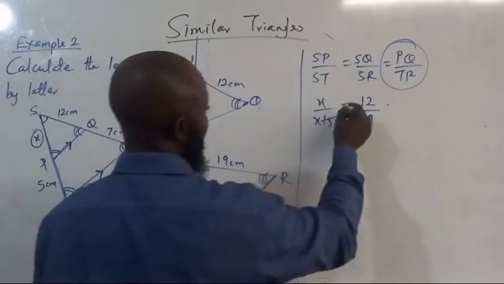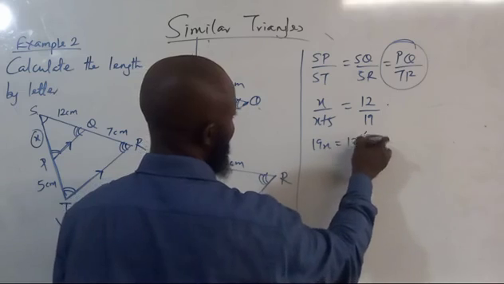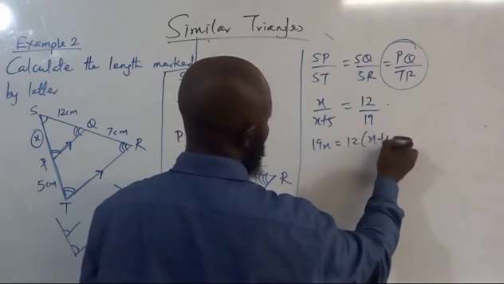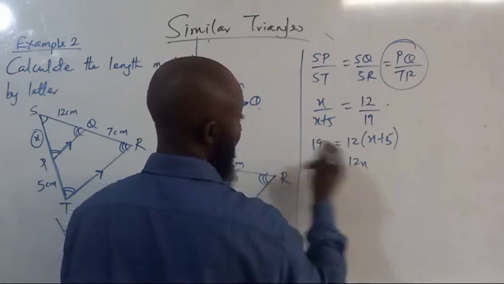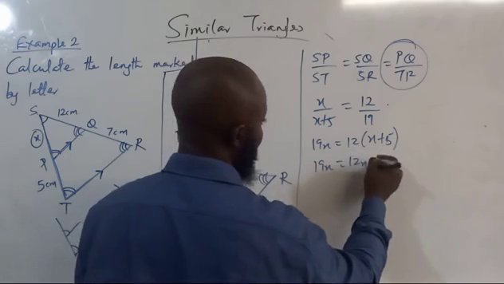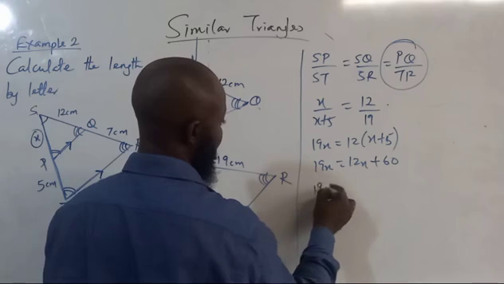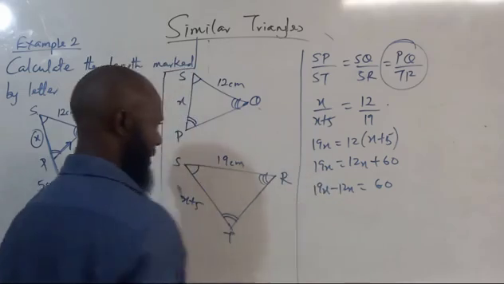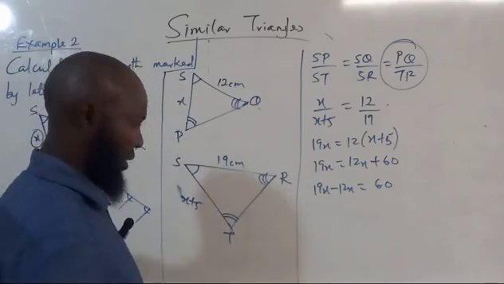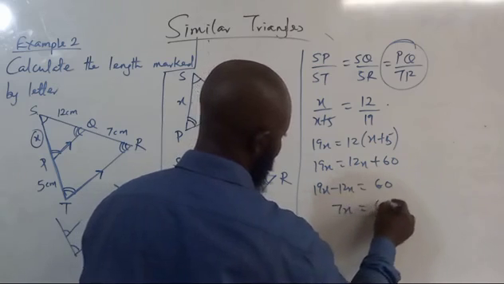From here, we cross multiply. This multiplied, that will be 19x equals 12 multiplied by x plus 5. So we open that: 19x equals 12x plus 12 times 5, that's plus 60. So we collect like terms. That's 19x minus 12x equals 60. So 19x minus 12x gives 7x equals 60.